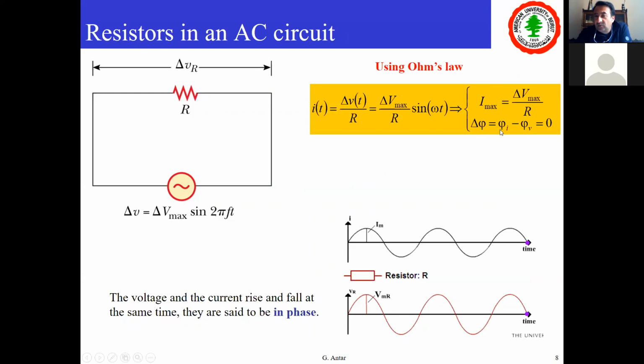And the phase difference between the current I and potential V is equal to 0, because Ohm's law does not change the phase at all. If I start with sine of omega t plus any phi, then I of t is going to be equal to delta V max over R sine of omega t plus this phi. So the phase difference between the current and the potential is exactly equal to 0.